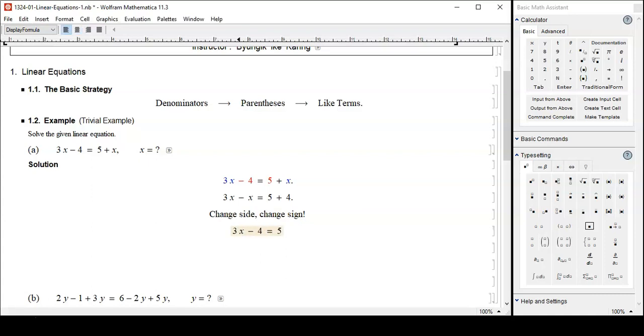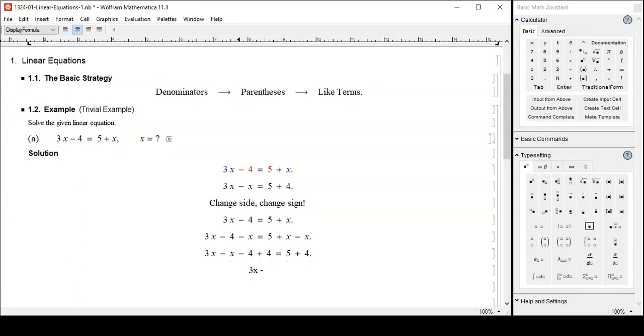3x minus 4 equals 5 plus x. Here, you can subtract x from both the left-hand side and right-hand side. And then in the right-hand side, x minus x is 0, so everything drops out. So we end up with 3x minus x minus 4 equals 5. But here, let me move this minus 4, so plus 4, and then plus 4, and then they add up to 0.